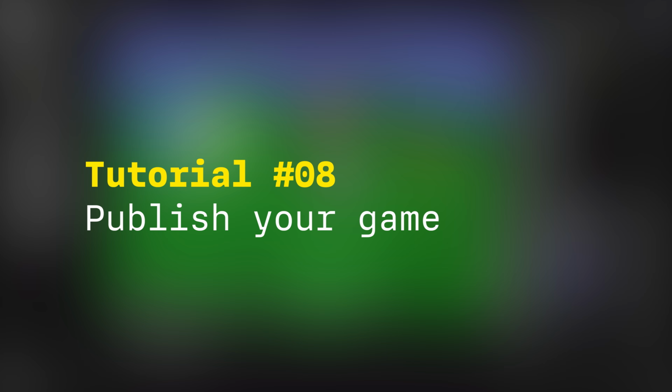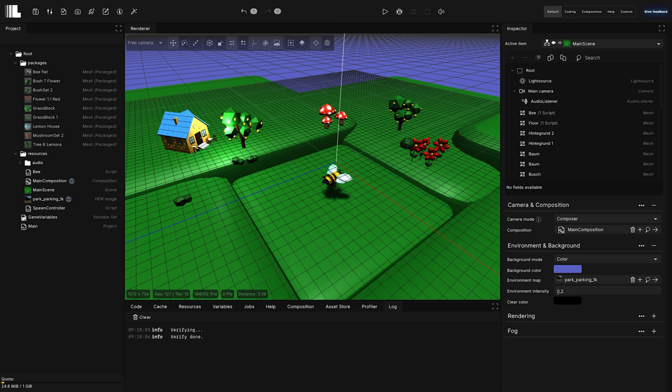In today's tutorial we're going to talk about publishing. So far we've only tested and played our game inside the editor, but I think it's time to let others try it too. And for that we need to publish it to the game store. Luckily there's a publish function built right into the editor. It's this little button right up here.